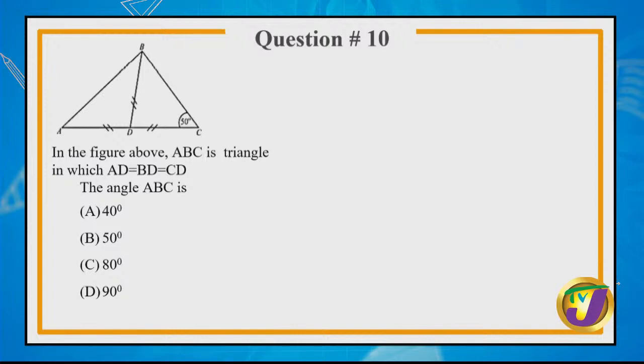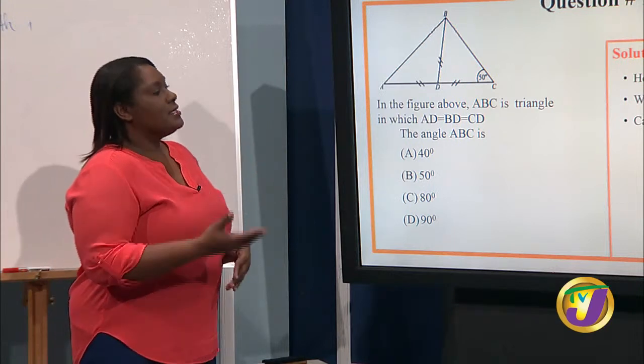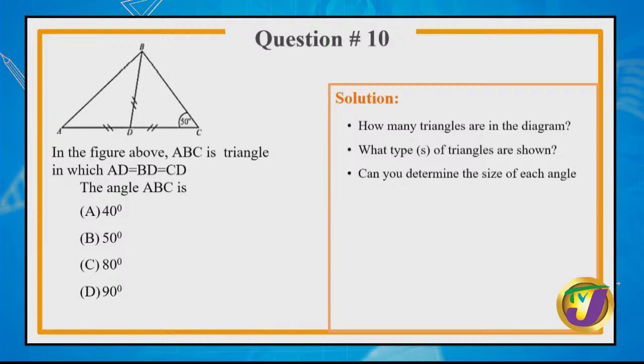There are a few questions that you need to ask yourself while you are working through this question. Some of these are, how many triangles are in the diagram? There are 3 triangles in the diagram, one here, and the entire diagram. What type of triangles are shown?